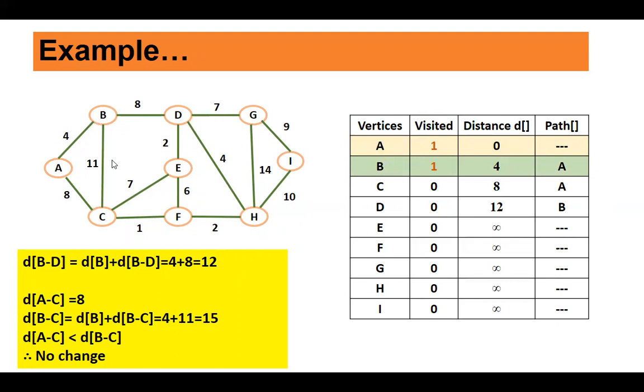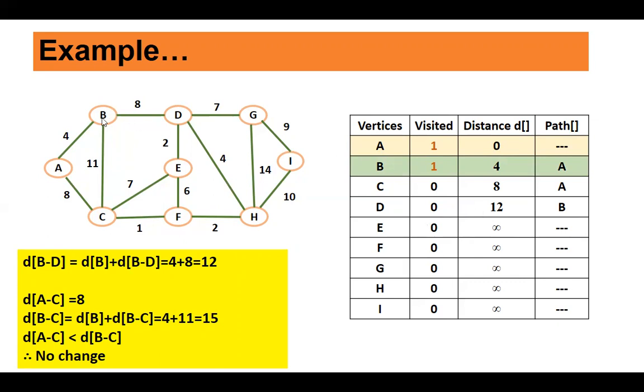So what we'll consider now? We'll consider C and we'll consider D. Now, from B to D, how do we calculate the distance? We'll have the distance of B, right? The distance of B is how much? Distance of B is 4, right? So distance of B is 4 plus distance from B to D. B to D, how much is it? 8, right? So 4 plus 8, that is 12. So distance of D is 12. And how did you reach there? It is from B, right? The distance from B to D, we marked it as 12.